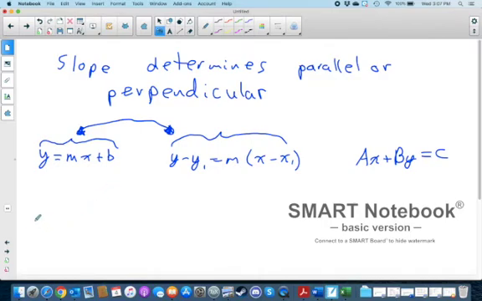Okay. So, tomorrow in class, we are going to be looking at some of these and practicing some of these and identifying lines that are parallel or perpendicular to each other.